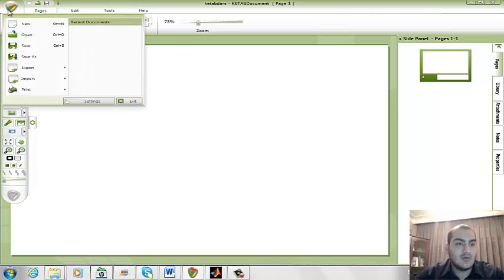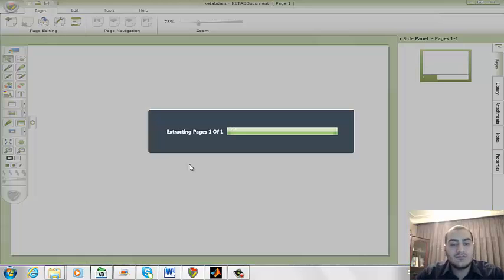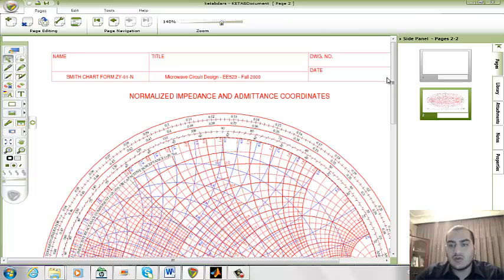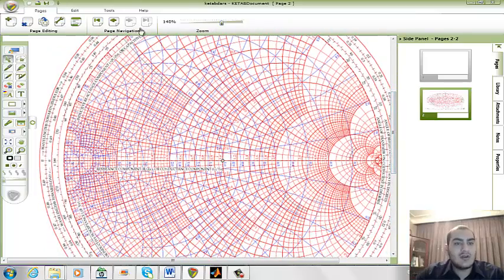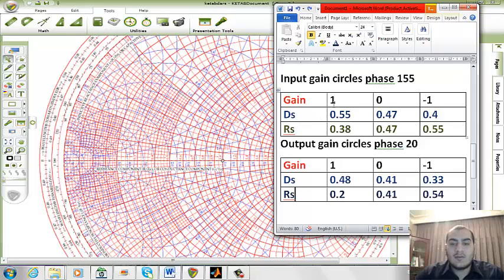In Kitab software, of course, we have to import the Smith chart. Now we imported the Smith chart. Of course, in Kitab software we can zoom in and zoom out as we want. There are a lot of tools here that help us to draw accurately. Now we need to draw the first gain circle at gain of 1. Its center from the origin is 0.55, and the radius of the input gain circle is 0.38 at a phase of 155.